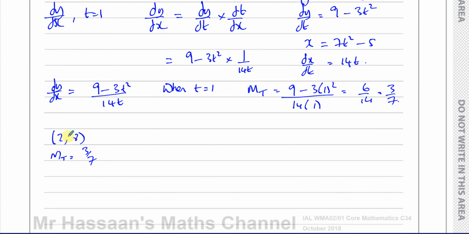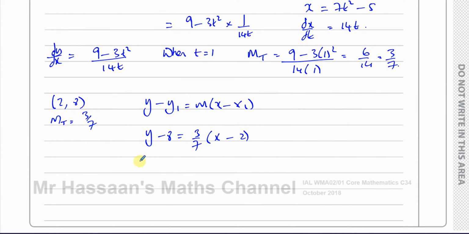So we know the line passes through this point and has this gradient, so we can find its equation using y minus y1 equals m times (x minus x1). So we have y minus 8 equals 3 over 7 times (x minus 2). Now multiplying both sides by 7 to get rid of the fraction, you end up with 7y minus 56 equals 3x minus 6.